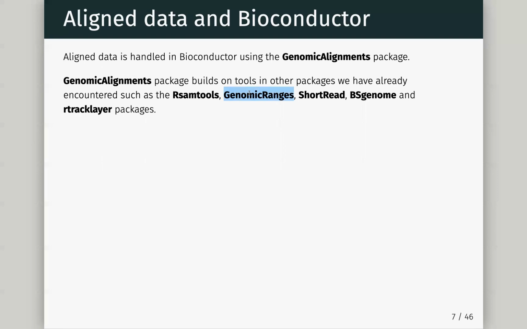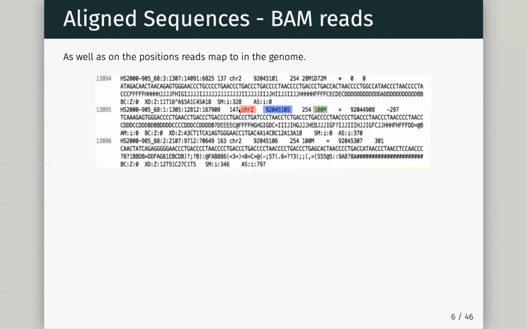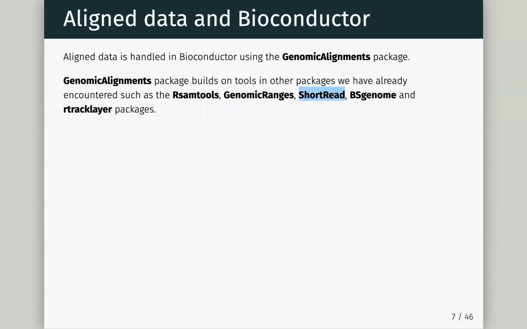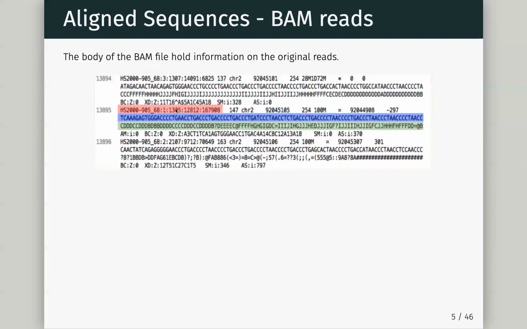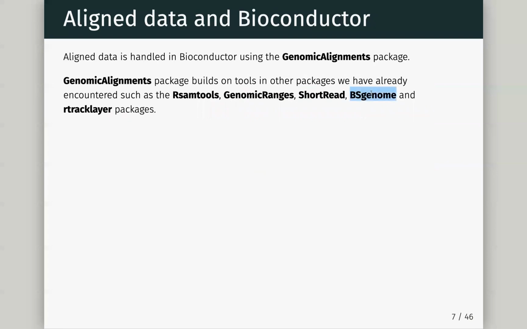Genomic ranges we saw covers range information. We know we're going to need range information because we've got mapping here. We've got the concept of how long the map was. Short read was how we handled FASTQ. And as we saw here, we have all the information for a FASTQ within our SAM file, so we're going to use short read 2 to handle that. BS genome allows us to handle sequence information, and our track layer was our IO package. So really, to use genomic alignments, it's good that we've covered some of these other packages like genomic ranges, short read, BS genome, our SAM tools, our track.